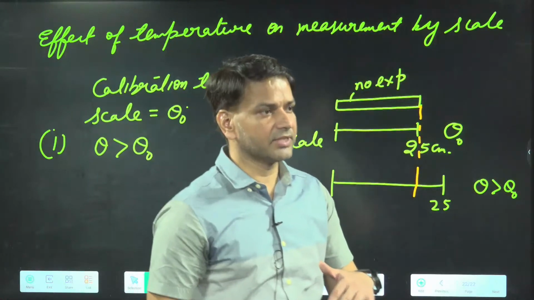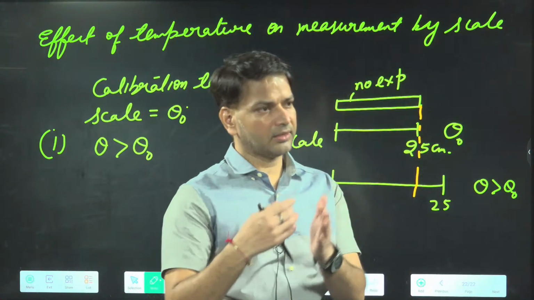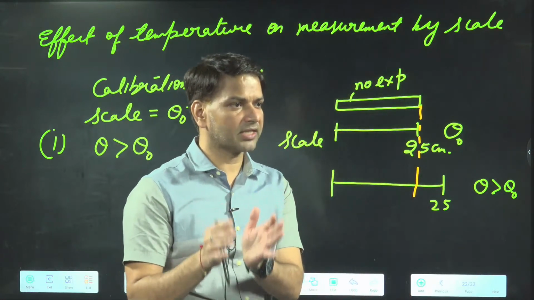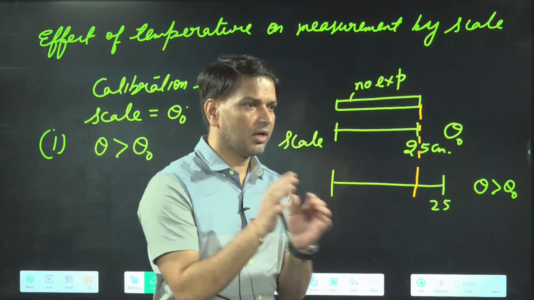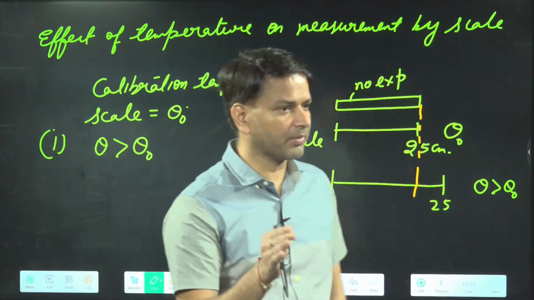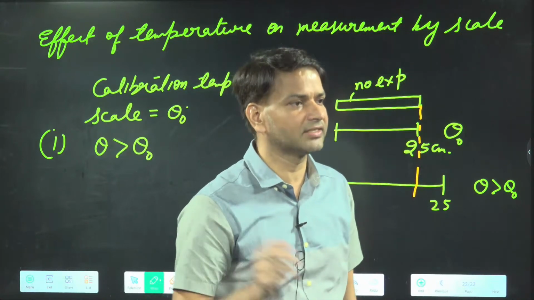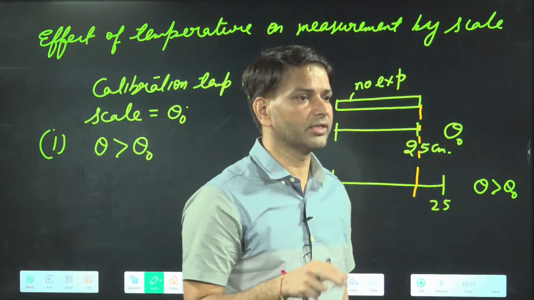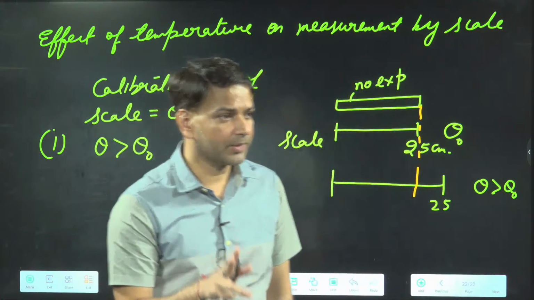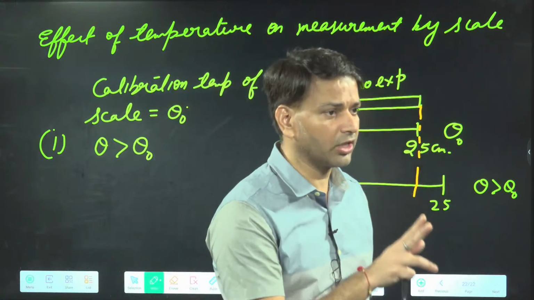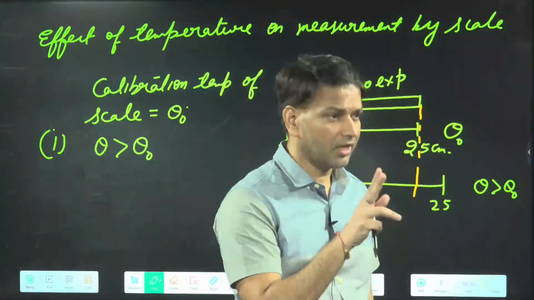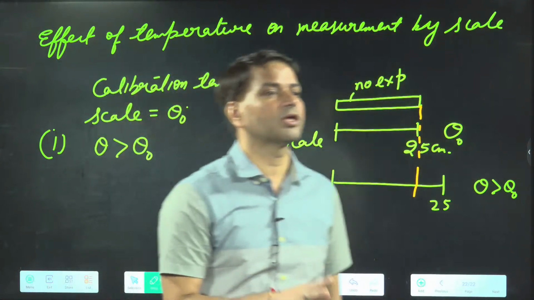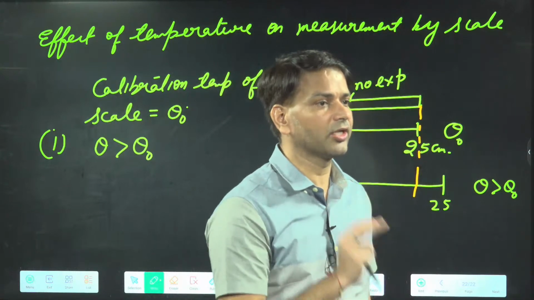Otherwise, if above the calibration temperature we are measuring the length of the wooden rod and it is 20 centimeter, will the actual length of the rod be less than 20, more than 20, or equal to 20? Tell fast. Above the calibration temperature, the length of the wooden rod is measured 20.